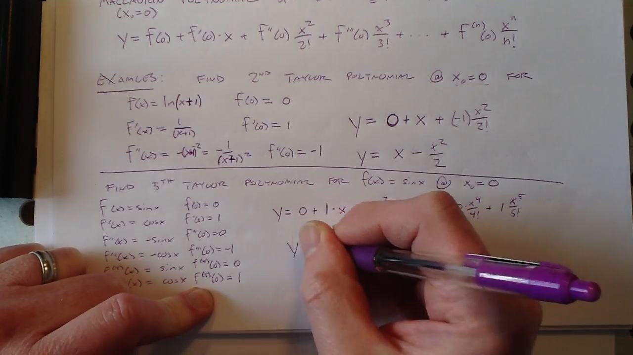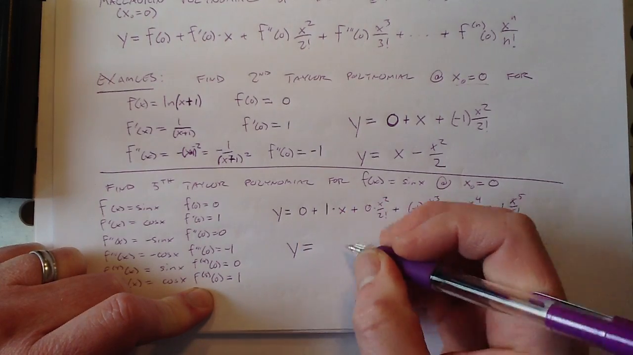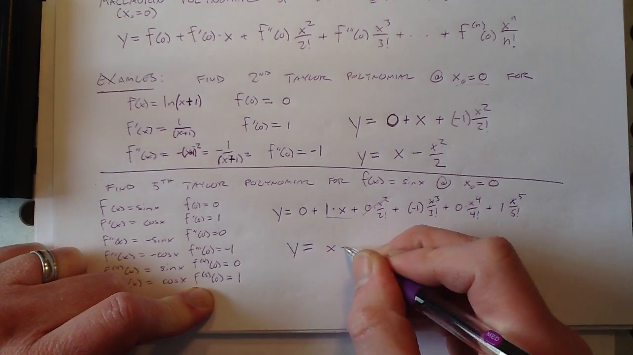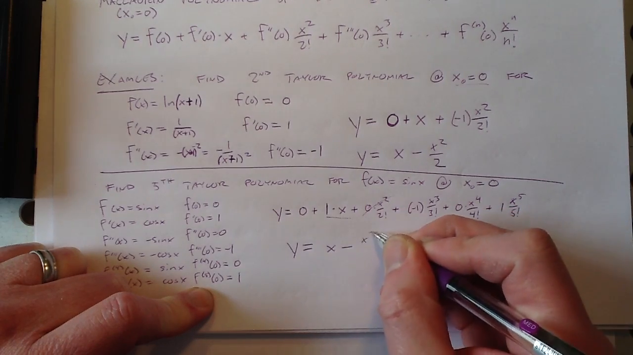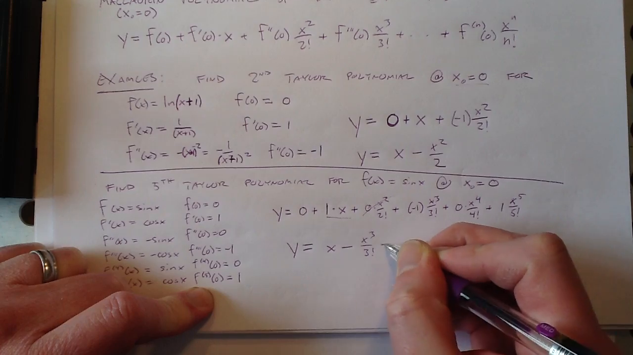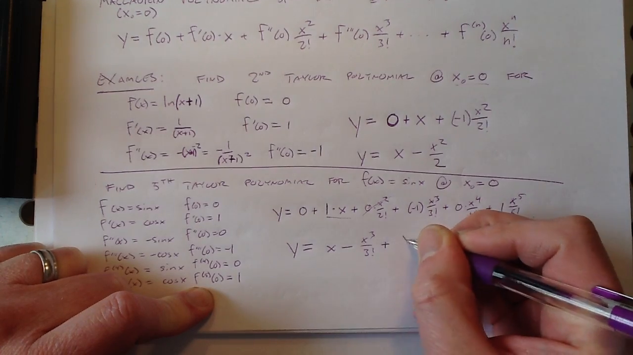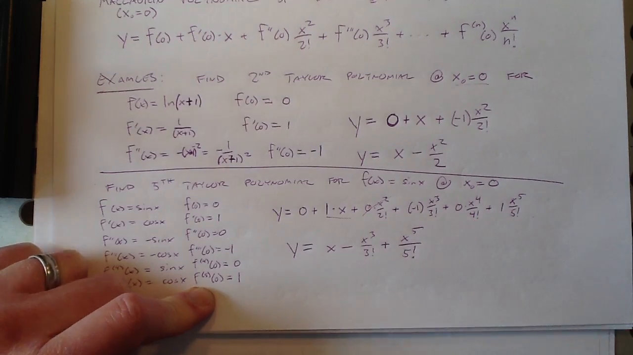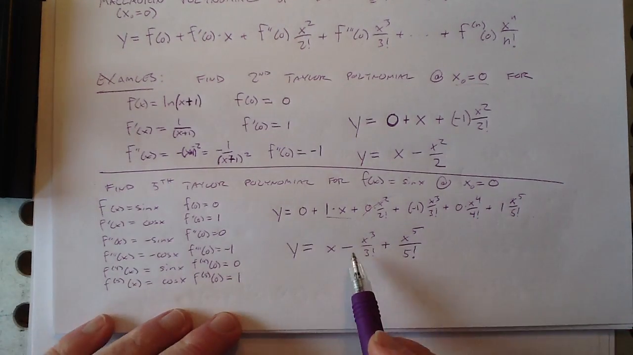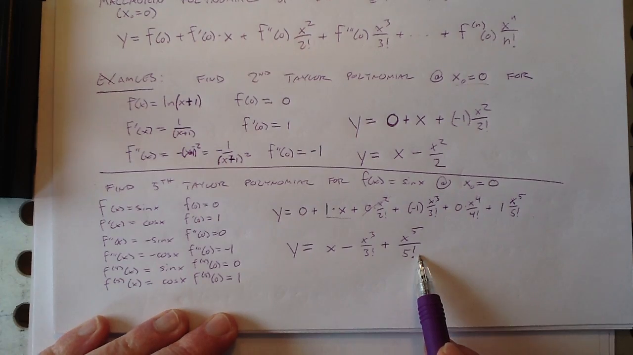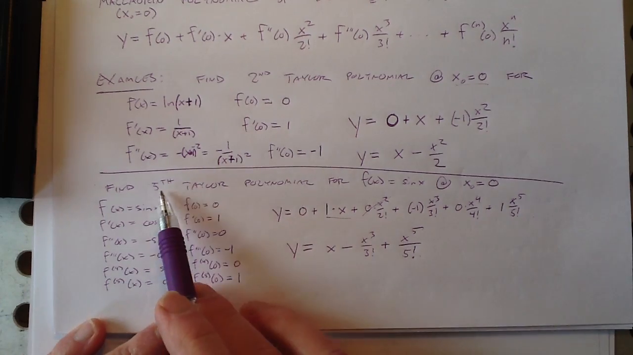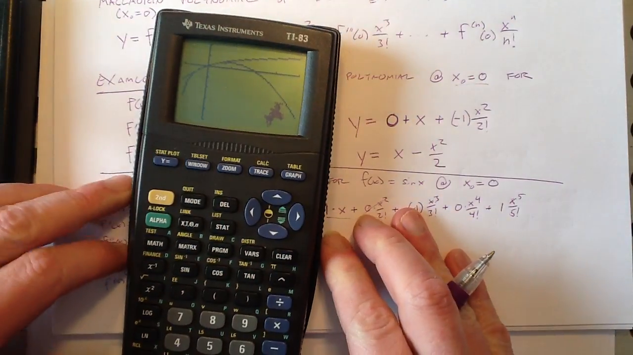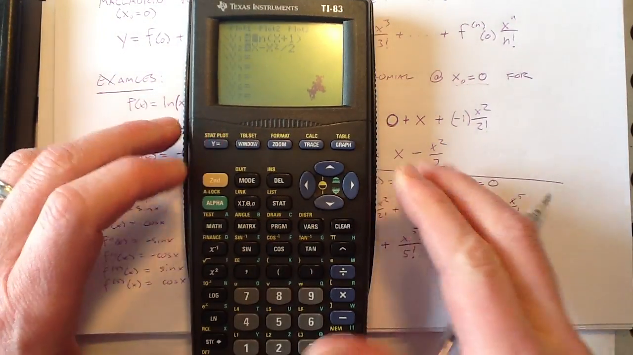And simplifying that, getting rid of the zeros and the ones, we get x minus x cubed over 3 factorial plus x to the fifth over 5 factorial. There it is. That's the fifth degree approximation for the sine function, or in other words, the fifth Taylor polynomial. And I'll just really quickly show you what that looks like.